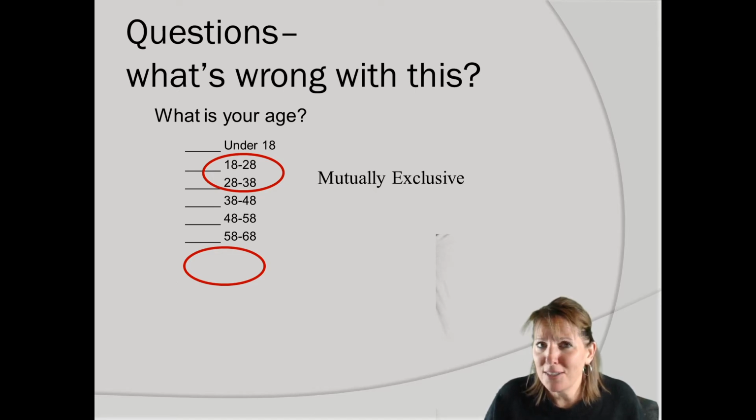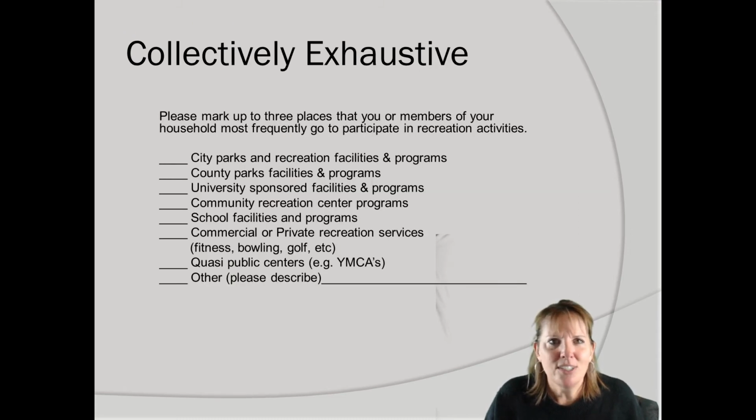The second thing about this is an issue called, if I was 70 years old, you didn't have a place for me at all. And we call that collectively exhaustive. And collectively exhaustive simply means, have you identified all the possibilities for someone to answer? They're not overlapping like mutually exclusive is, but they're not exhaustive of all the things I may say. So a very common way to make sure you've covered your bases is to include other in that description.